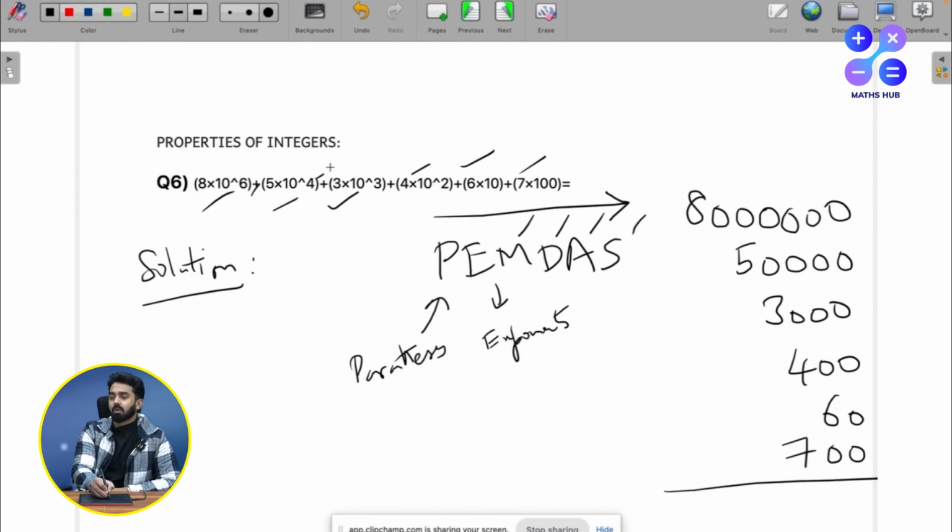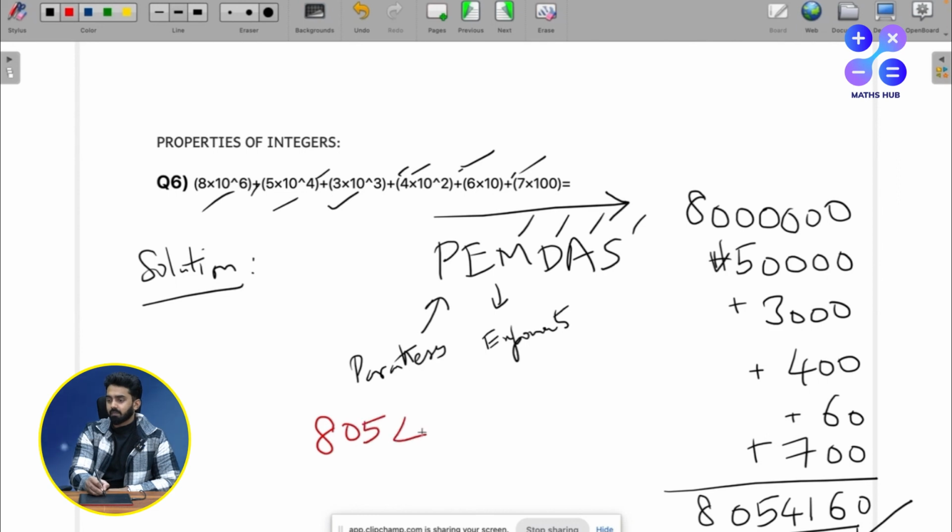Now we add all of these, right? Everything is an addition, hopefully, right? Yes. So everything is an addition, add all of this. So you would get 0, 6, 11, 4, 5, don't forget this 0, and write an 8, and that would be your answer. So which is going to be 8054160.